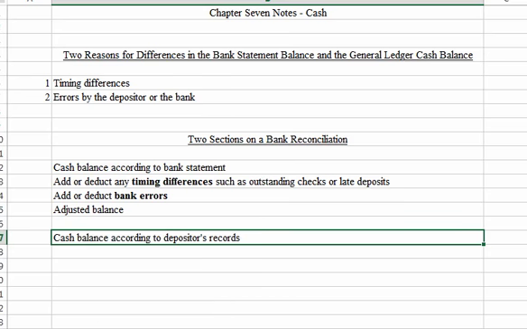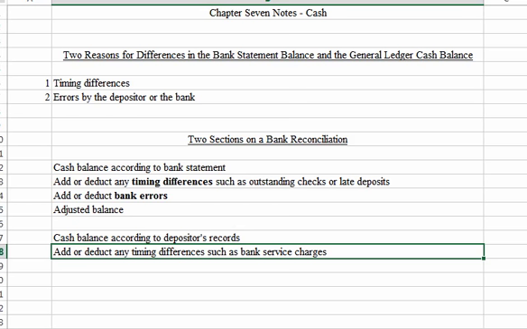In the next section, we'll start with a cash balance according to the depositor's records, or the cash balance from the general ledger, right? The general ledger would be the records of the depositor, of course. Okay. Then we would want to add or deduct any timing differences in this section, such as bank service charges. With a bank service charge, the bank deducts it from their balance when they prepare the statement. A lot of times the depositor won't know how much it was and won't deduct it from their balance until they receive the bank statement. So that creates a timing difference.